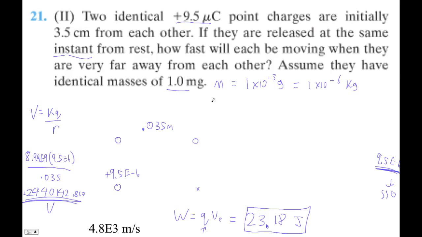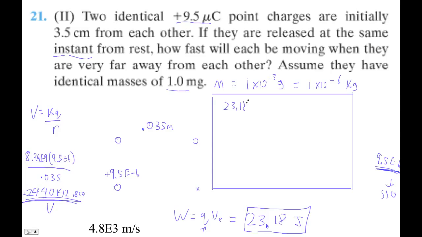In the simplest case, we can take the total energy of the system, the 23.18, divide by 2, and that's going to equal the kinetic energy of each one: 1/2 times 1 e minus 6 times v squared. We ought to be able to solve for v, right? Because each one gets half that kinetic energy. Alrighty, that's a good problem.